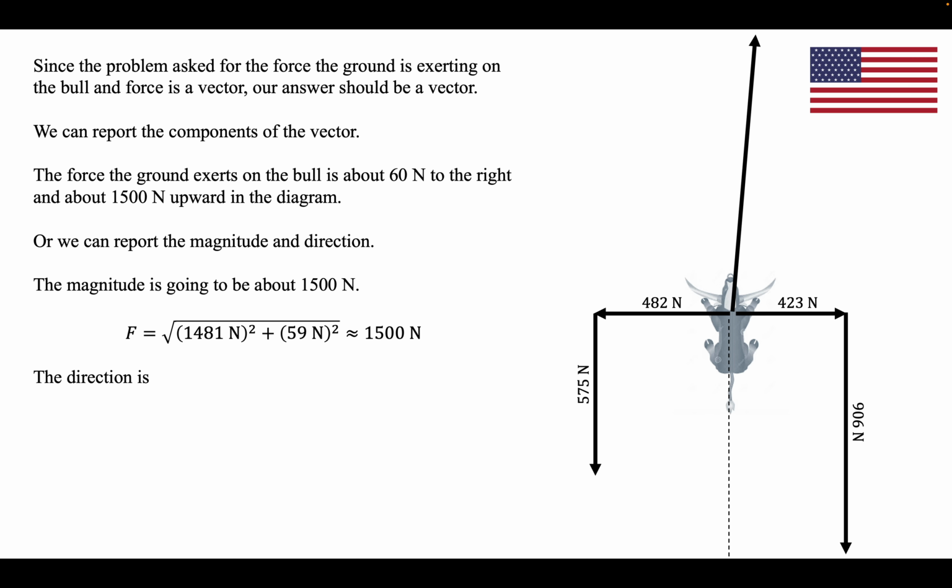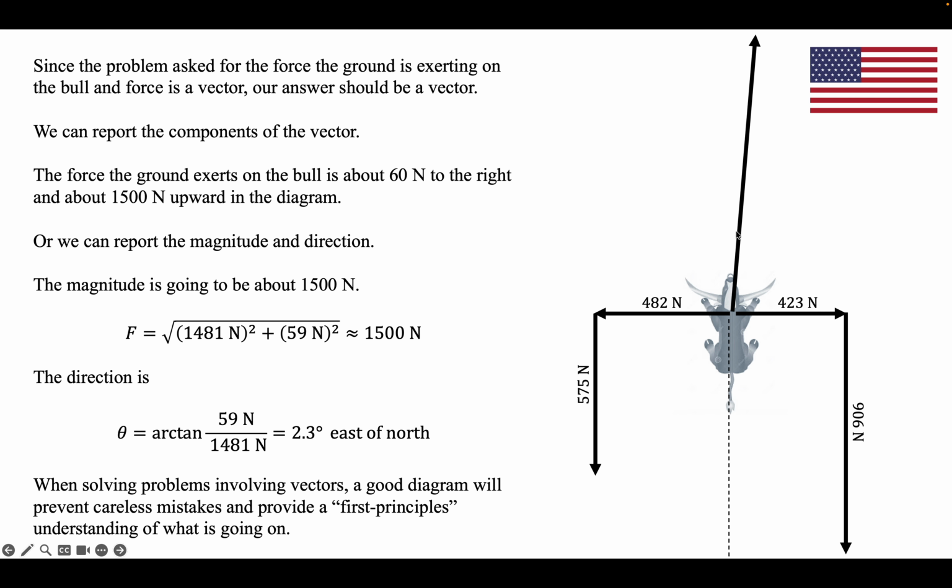And to get the direction, we use arctangent. Tangent is opposite over adjacent. The opposite side, we're going to use this angle here, is 59 newtons. And the adjacent side is about 1481. And we calculate this angle is 2.3 degrees. So we say 2.3 degrees east of north.